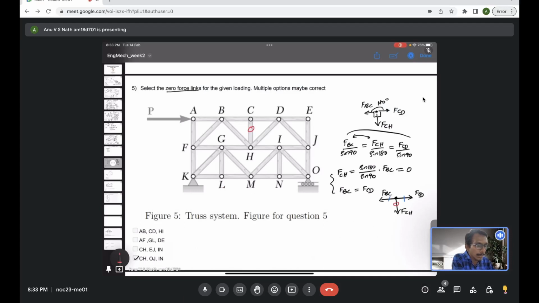So do you find any such member again anywhere in this picture? You can look at the joint L. The same thing is happening there. KL and LM should be equal and opposite, and GL should be a zero force member. You got what I'm saying, right? If so, then find a similar link again at any other joint.